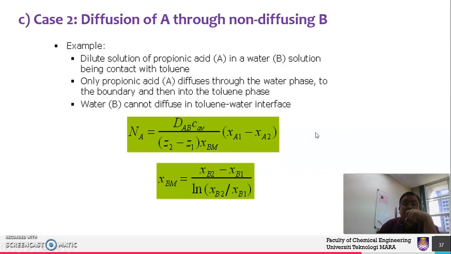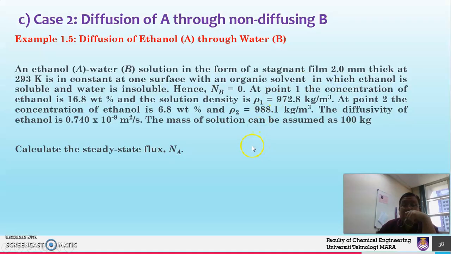Alright, moving on to the next, which is diffusion of A through non-diffusing B. This one is almost the same, except for the introduction of what we call x_BM, the mean value of x_B, and you have to incorporate it in the equation as well. You have to consider C average as well. So this would be the example for case number 2.